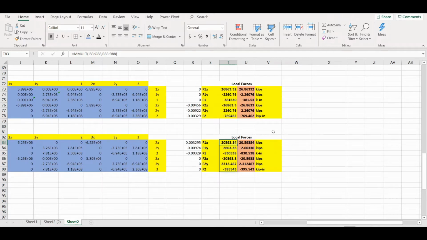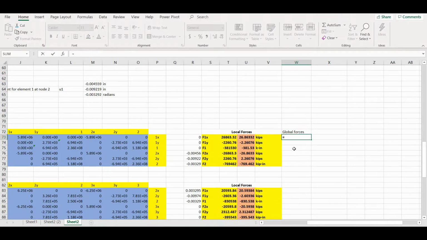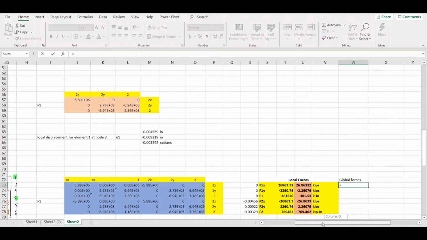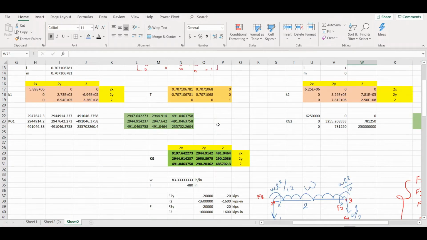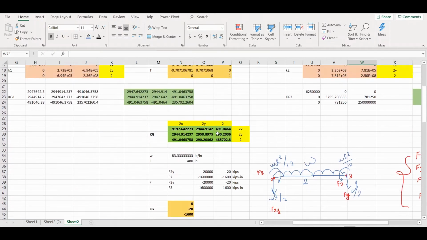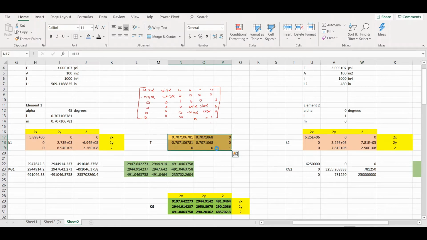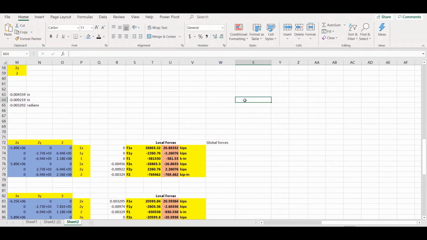Now to obtain the global forces, we all know that the local forces will be obtained as components of the global forces. Therefore, to obtain the global forces, what we have to do is get the transformation matrix for this one, which is this. Now this is a 3 by 3 transformation matrix. We have to form a 6 by 6 transformation matrix. It is easy to make it, so just copy this right here.